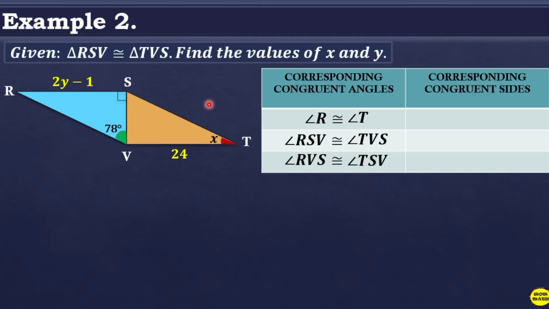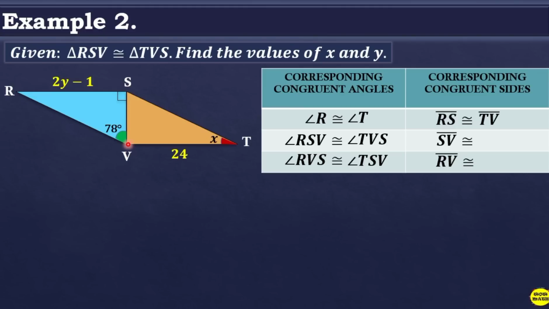Okay? Next, proceed tayo sa corresponding congruent sides. So, for sides, we have this one. So, RS is congruent to TV. Okay? So, RS, yung first to mo, first to rin, TV. Next, SV. SV is congruent to, yung iba ang isasagot dito, SV rin. Okay? So, SV is congruent to SV.